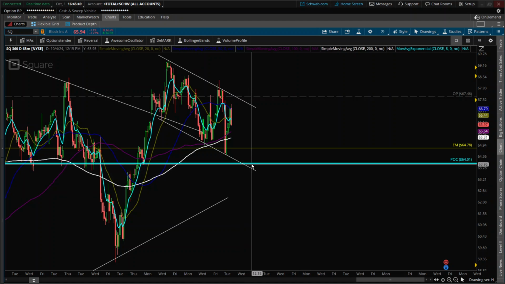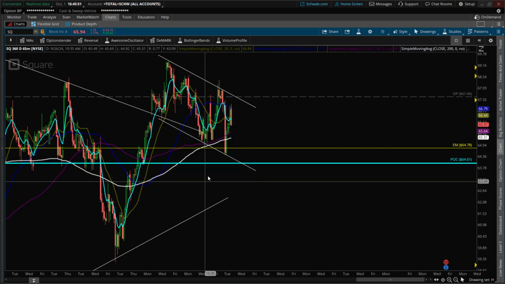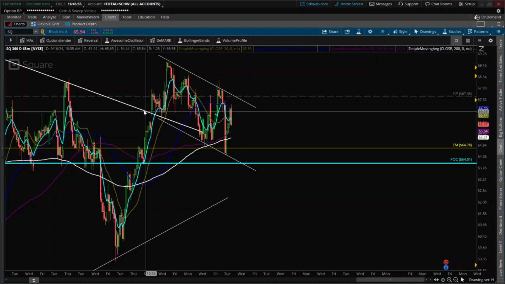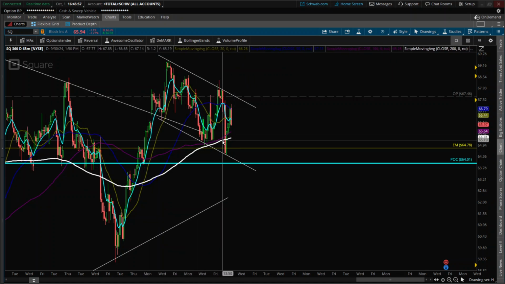Is there? Yeah, we can come back to the point of control. Remember, this is a 50%. We could come down to the 62% or even lower. But again, here's the downtrend line that we're breaching and can't stay under it.